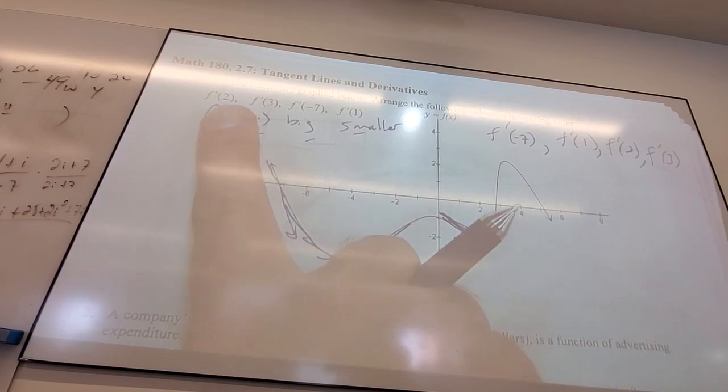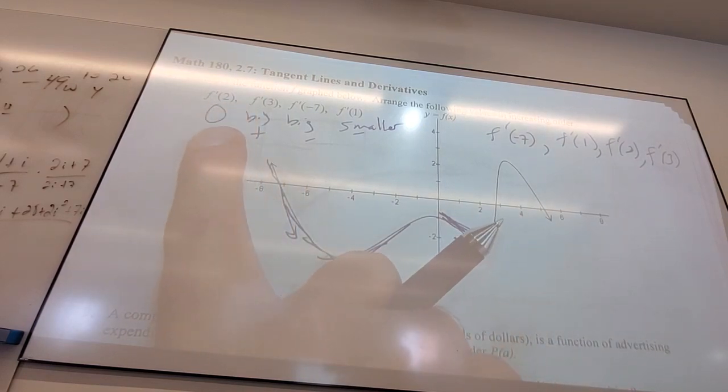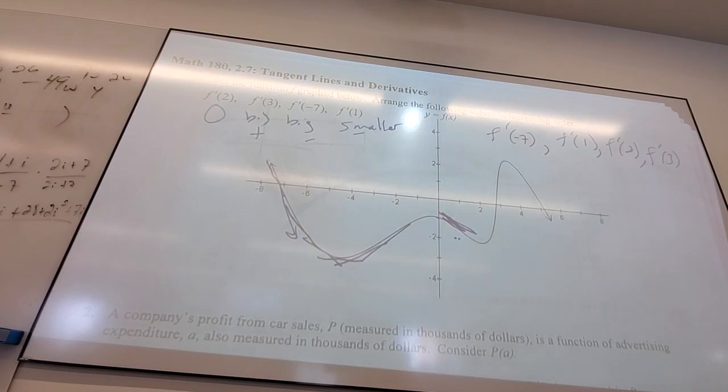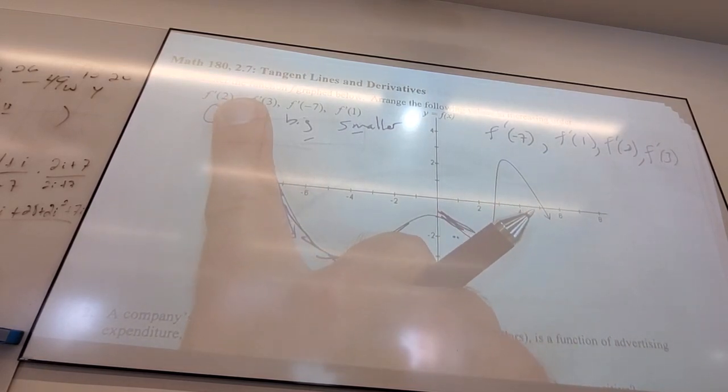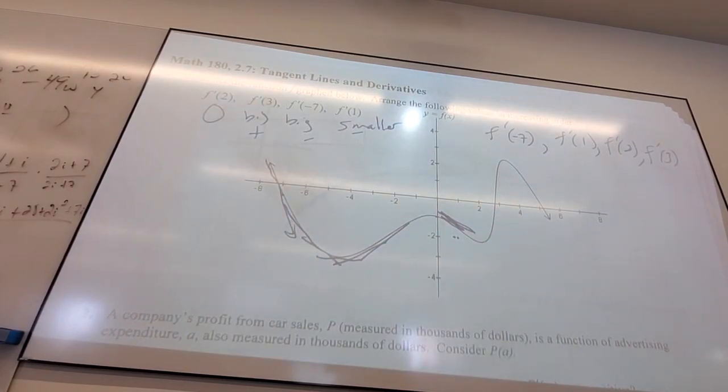So that's the new notation. We all know that means slope now. Whenever you see the word derivative, or if you see this prime notation, you can break it down to meaning the slope of the function. Fantastic.